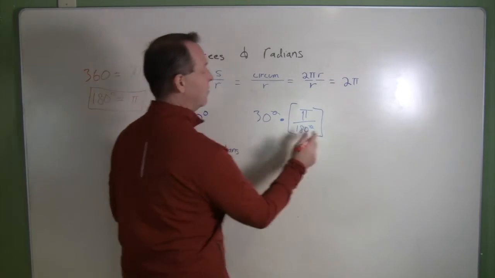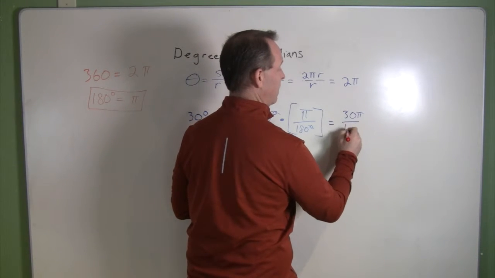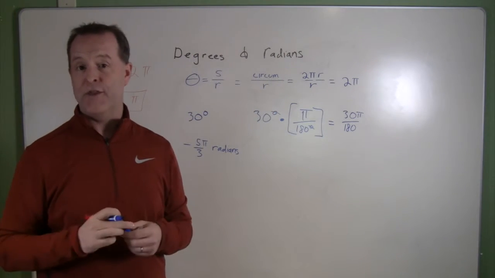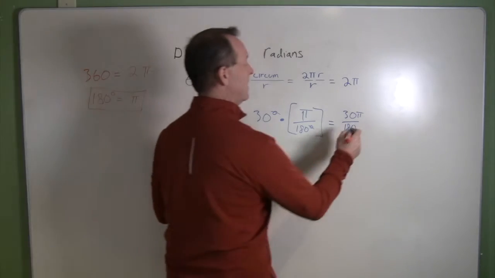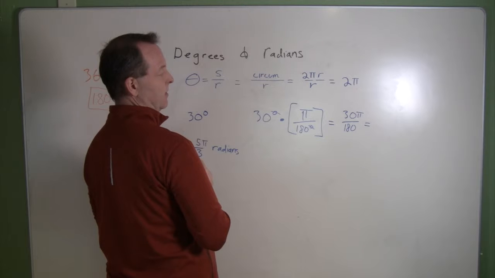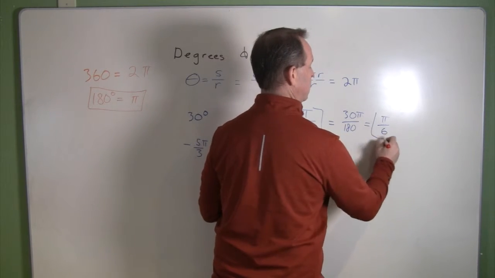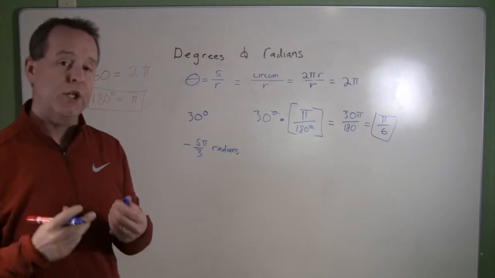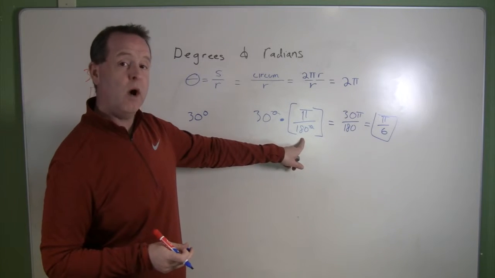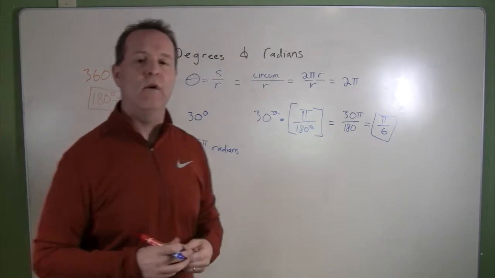I'll have 30 equals 30 pi over 180. And then I can divide 30 into 180, and that goes 6 times. That gives me pi over 6. And so I converted 30 degrees by using a clever version of 1, did the math, and got its translation to being pi over 6.